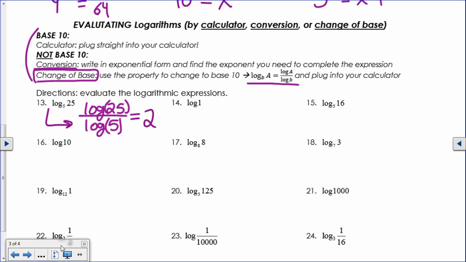So they ask you to evaluate. They want to know what is this? What's the value of this? This is like a symbolic representation of a number. They want to know what that actually is. Evaluate. You would use your calculator. It's 2.